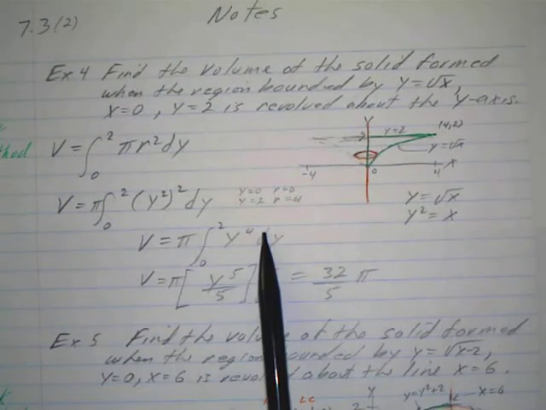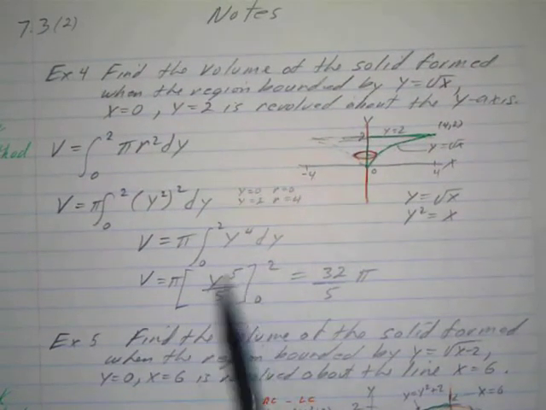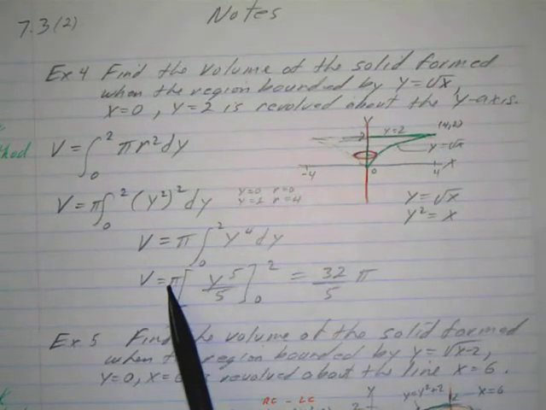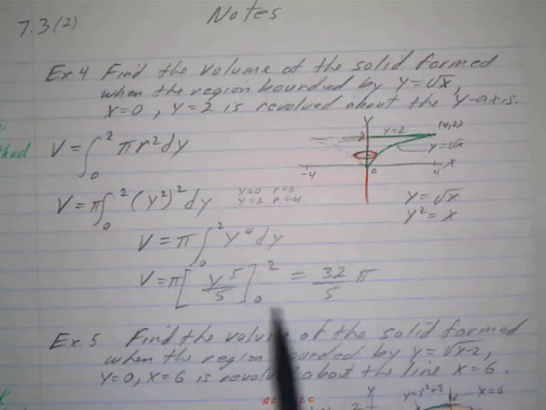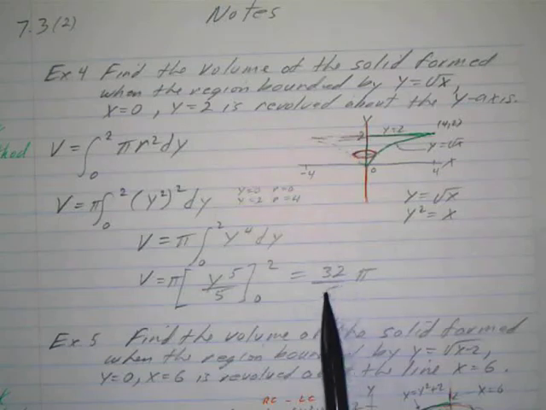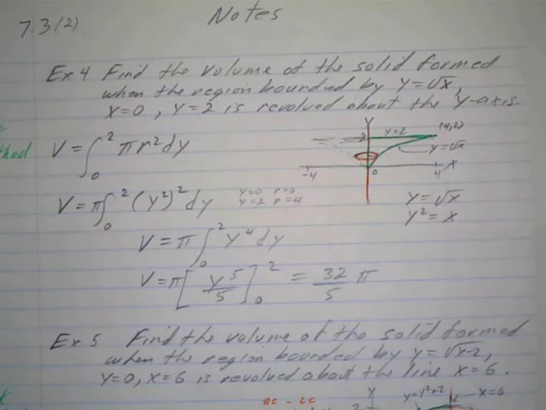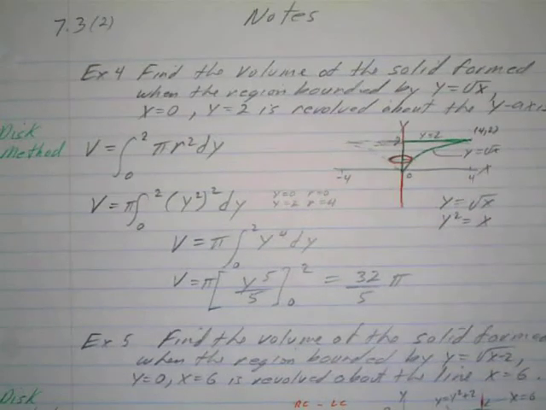This is just going to be y to the 4th. Evaluate from 0 to 2. And that's just going to be y to the 5th over 5, evaluate from 0 to 2, and times pi. And then 2 to the 5th power is 32, so 32 over 5 pi. That's it. No problem. So take a look at that. I hope that makes sense to you. And that's going to be the disk method.